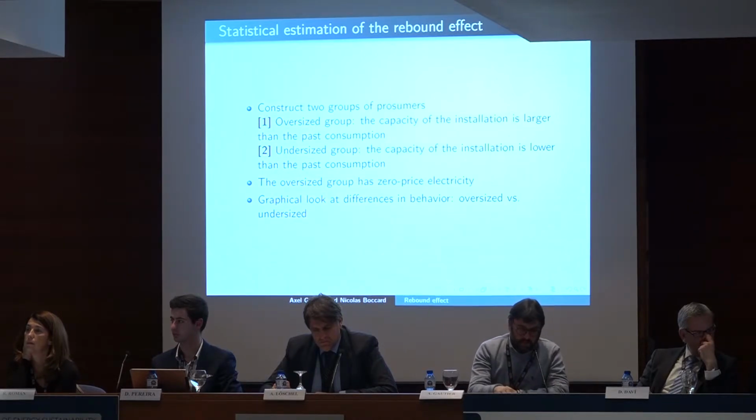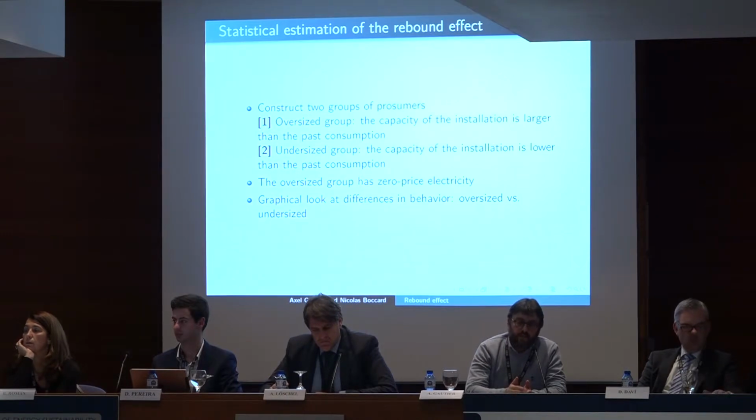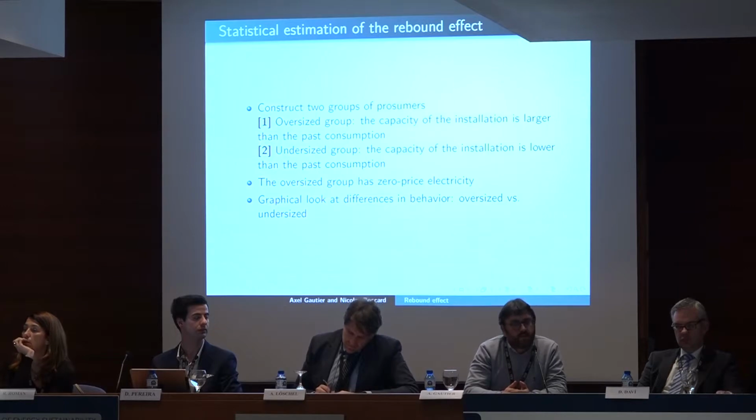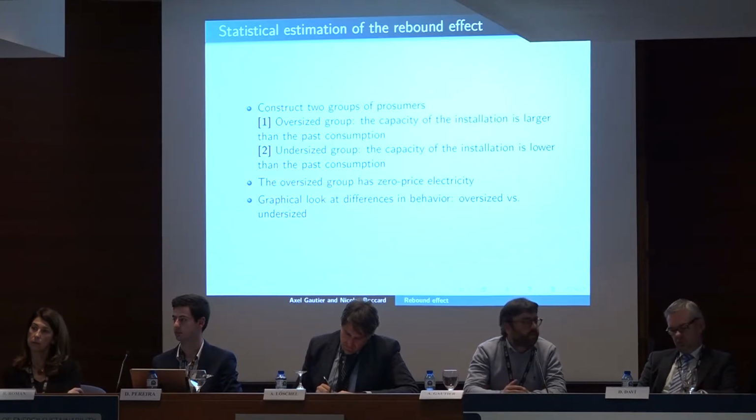What we do is construct two groups of prosumers, the group we call oversized and the group we call undersized. A prosumer is in the oversized group if the capacity of his installation is larger than his past consumption. So he has more modules, and he can cover all his consumption with his modules, and even more. And the undersized group contains all prosumers who have an installation that is not sufficient to cover their past consumption.